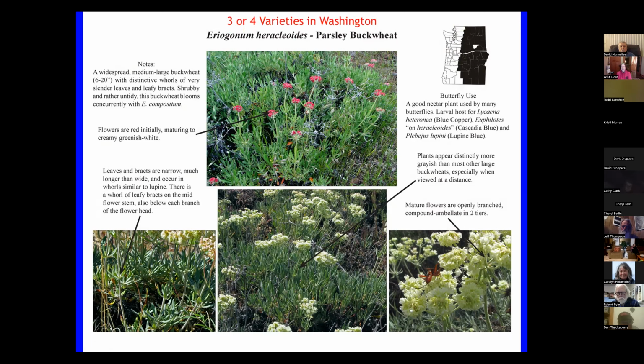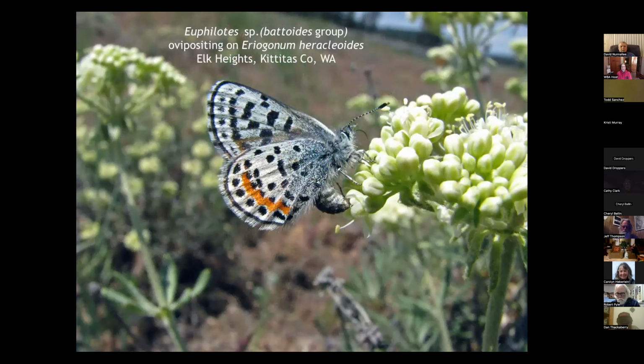And we have several varieties of these in Washington, 3 or 4 varieties. And here's a female Euphilotes that's ovipositing on heracleoides. This is at Elk Heights. I think many of you have been to Elk Heights.